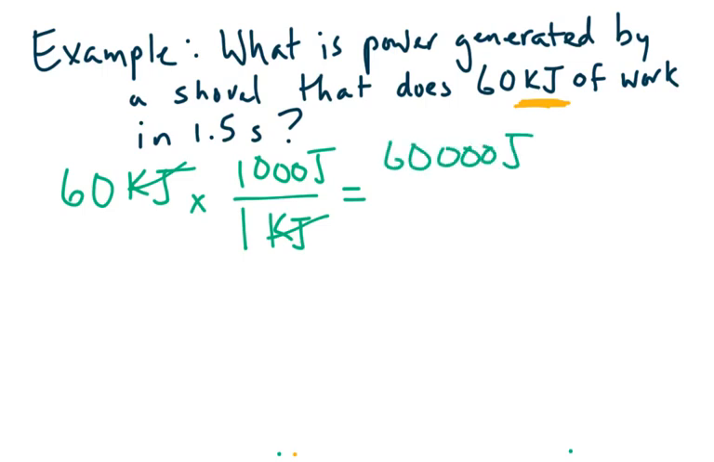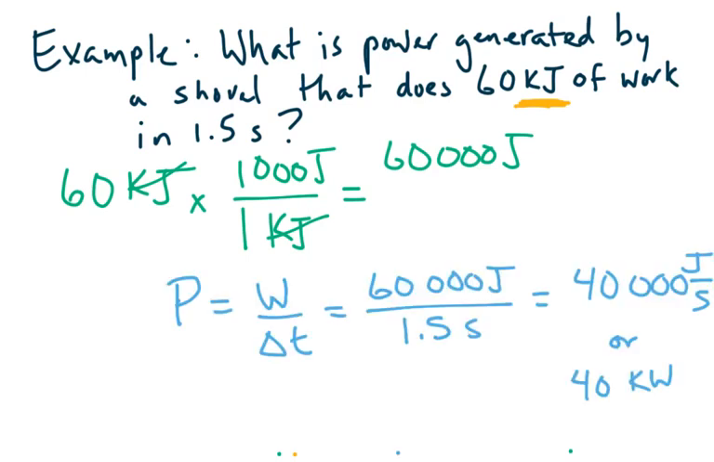joules. So once I have all of my variables, I can input them into the formula and get my answer. So we input our 60,000 joules divided by 1.5 seconds, which gives us 40,000 joules per second. You could leave that as is, or you could change it to 40,000 watts or 40 kilowatts. The choice is yours. All are accepted.